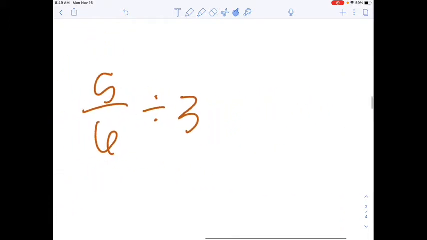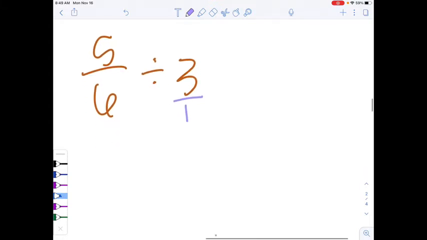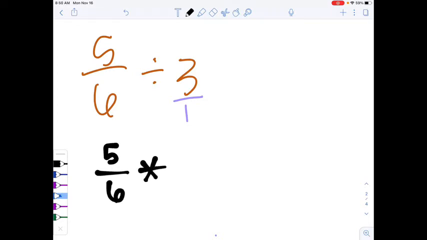Then we have 5/6 divided by 3. First, I'm going to write 3 as a fraction, so I put it over 1. And then to divide by a fraction, here's a tip. Keep, change, flip. Keep 5/6, change to multiplication, and flip. Instead of 3 over 1, 1 over 3. Now I look to see if I can cross simplify. 5 and 3, 6 and 1.